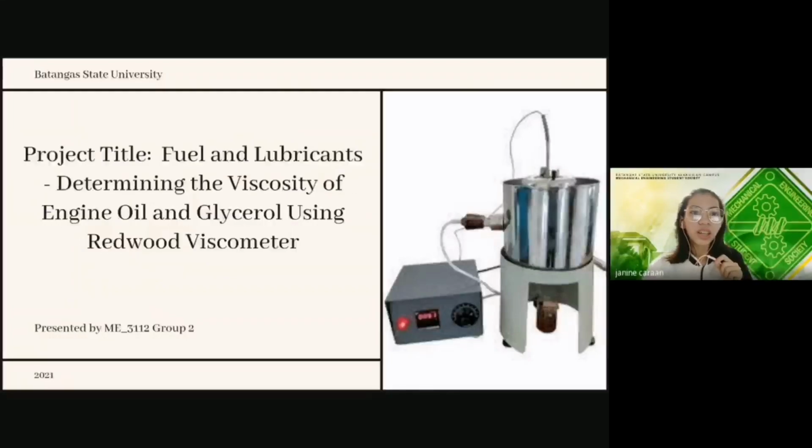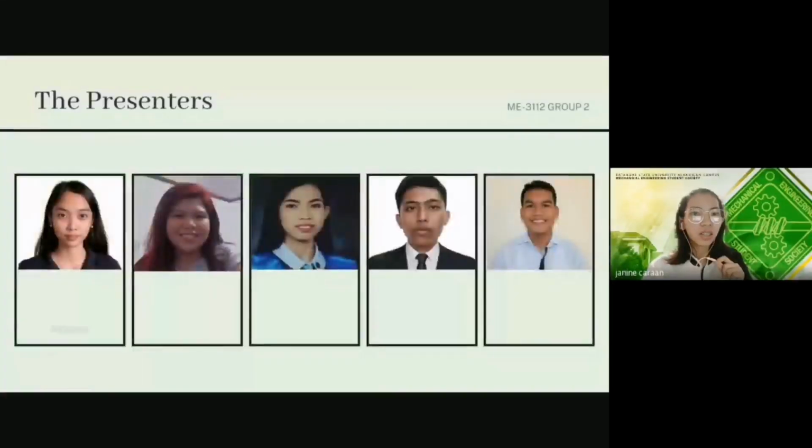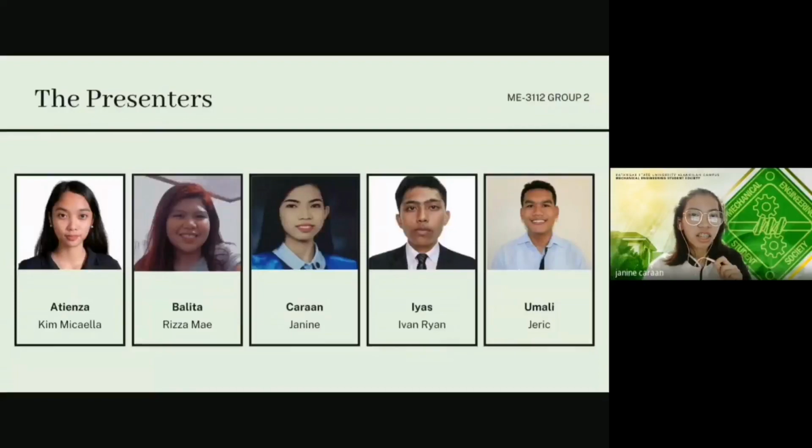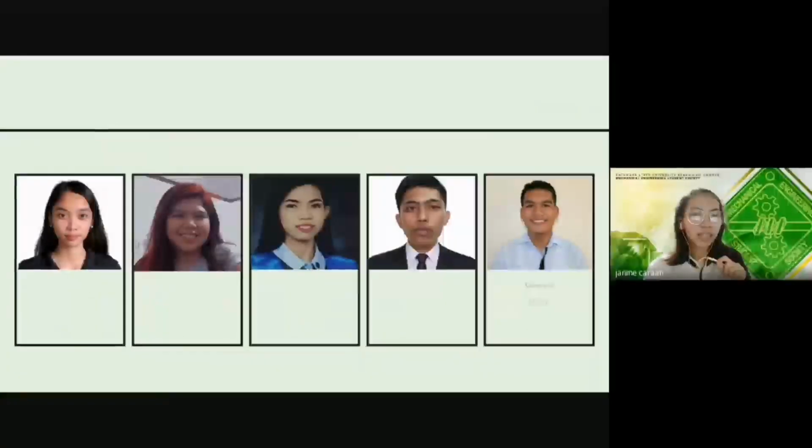We are here to present our final project in ME Laboratory entitled Fuel and Lubricants, Determining the Viscosity of Engine Oil and Glycerol using Redwood Viscometer. The presenters in this project are Engineer Kim Micaela Atienza, Engineer Rizza Balita, Engineer Janine Caraan, Engineer Ivan Ryan Iyas, and Engineer Jeric Umali.